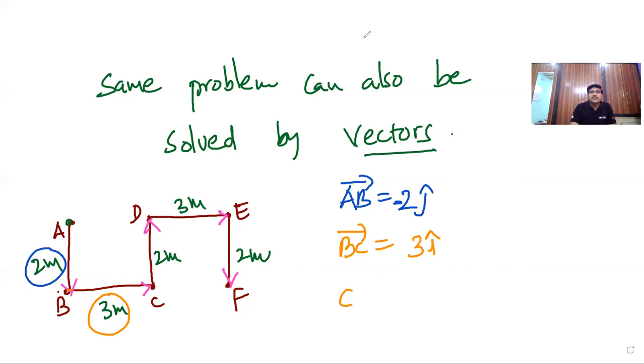Now again, CD vector. CD bar. C is tail, D is head. Upward. Upward is positive, towards positive y-axis. What is the magnitude? 2 meters. Upward positive. Unit vector is J cap. Towards positive, so plus sign. Clear? Similarly, DE vector. D is tail, E is head.